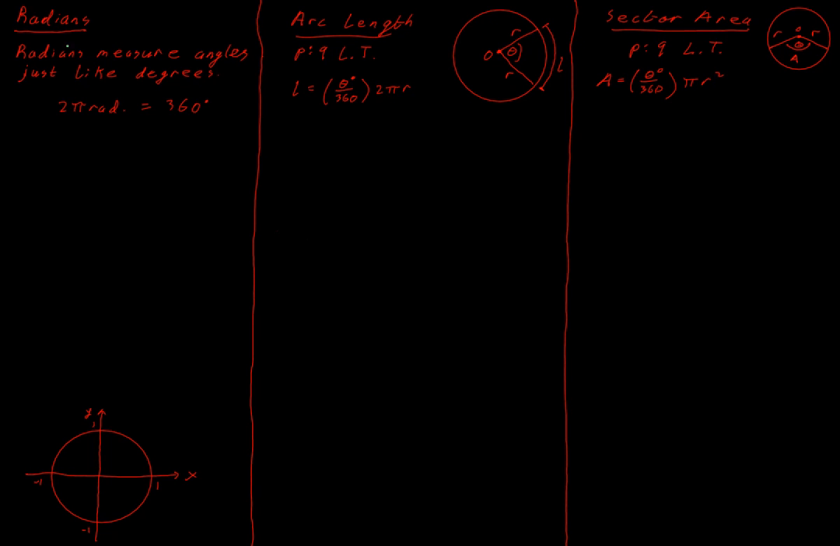Hello, today we are going to be talking about radians, which are a way of measuring angles, the arc length of circles, and the area of sectors. To begin with, radians are another way of measuring angles. We're already familiar with the way of measuring angles that we've used since primary school, which is degrees. So we know that there are 360 degrees in a full rotation, or 360 degrees in a circle.